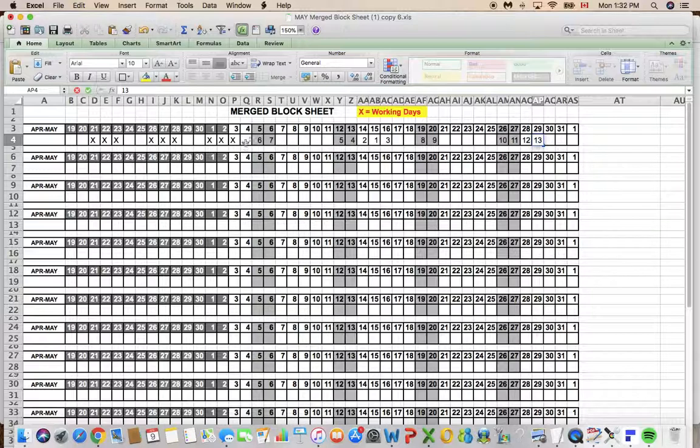Now I see right here there's going to be an issue. You can't have a single day on unless it's the first day of the block month or the last day of the block month. You also cannot have a single day off or less than 2 days off unless it's attached to vacation or is the first day of the block month or the last day of the block month.